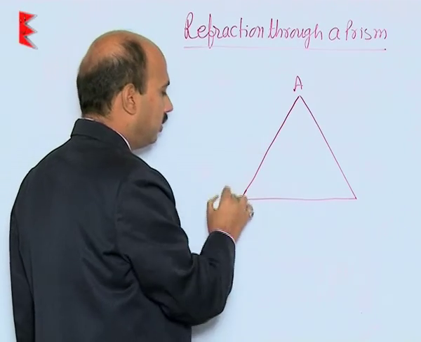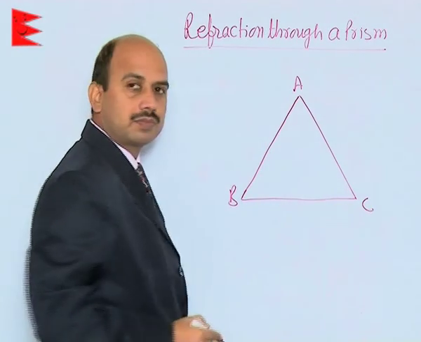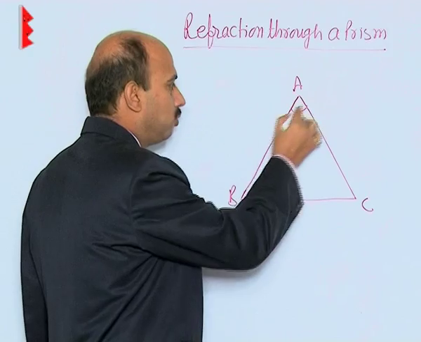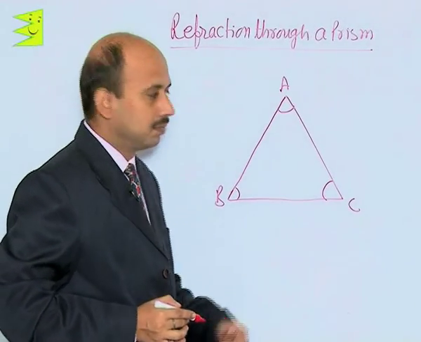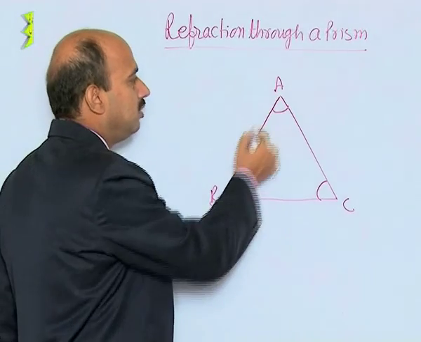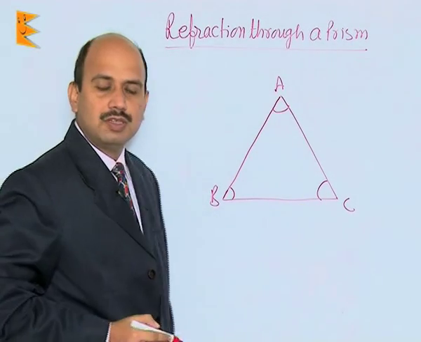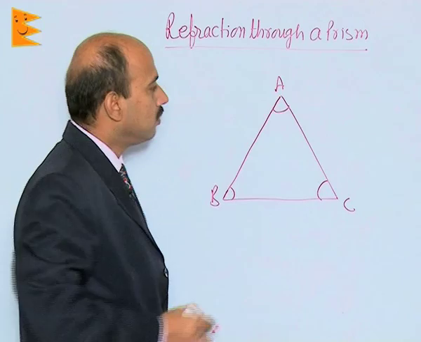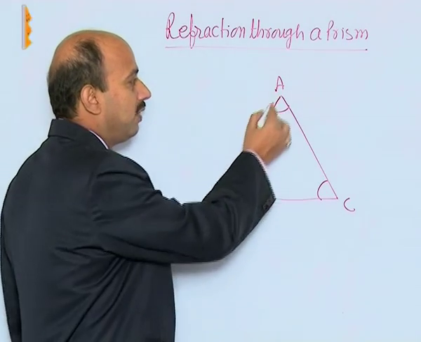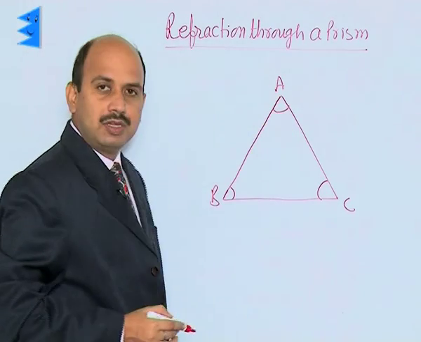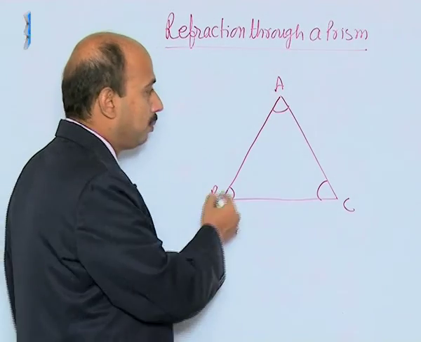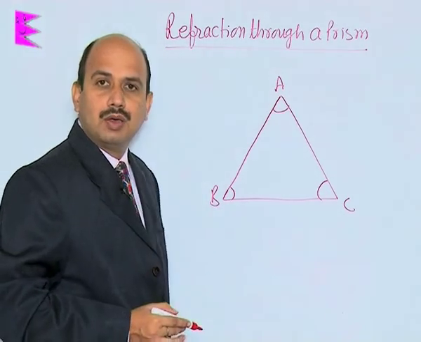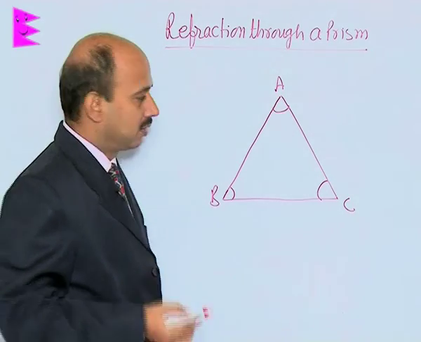This is A, this is B and this is C. Each angle of the base is 60 degrees, and these are known as the angle of prism. Now it has three faces, and these faces are rectangular, inclined at an angle of 60 degrees, that is why it has a base of an equilateral triangle. It is made of glass, a transparent material where light can pass or get refracted.